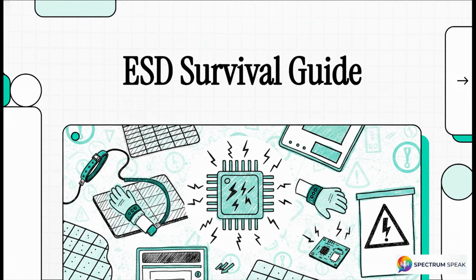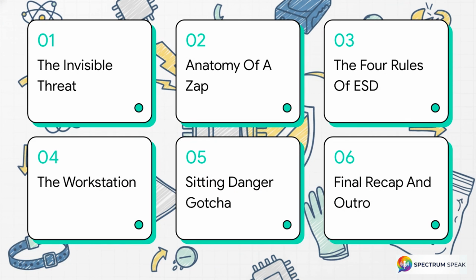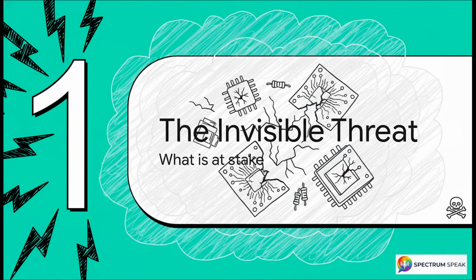Today, we are going to master the science of electrostatic discharge, or ESD, and build a workstation blueprint that actually keeps your hardware alive. Here is our roadmap for today's explainer: the invisible threat, the anatomy of a zap, the 4 rules of ESD, a practical workstation walkthrough, a massive gotcha about sitting down, and a quick recap. Okay, let's jump right into part 1, the invisible threat.